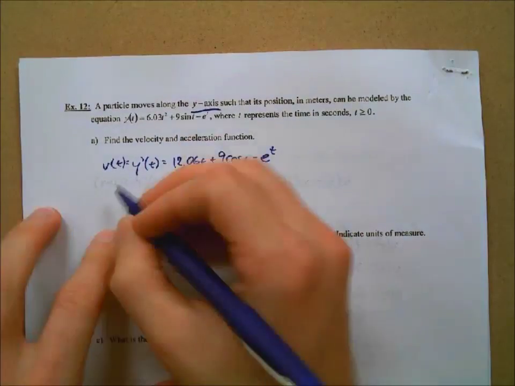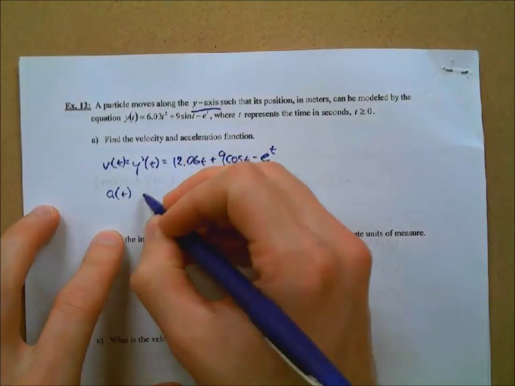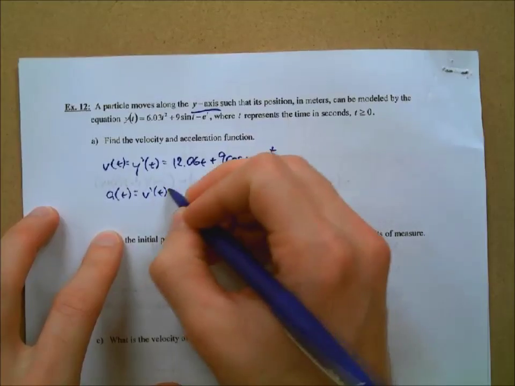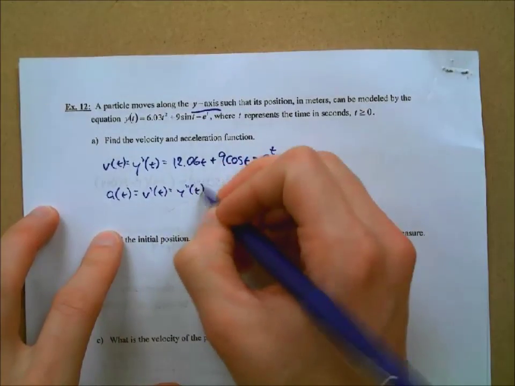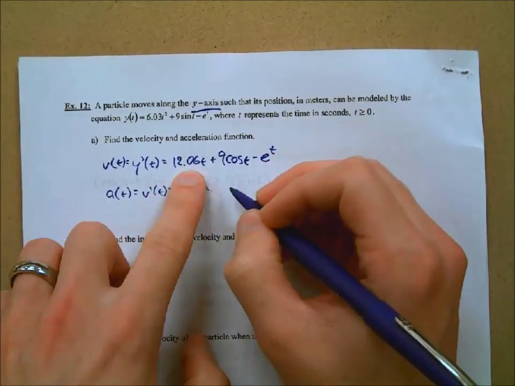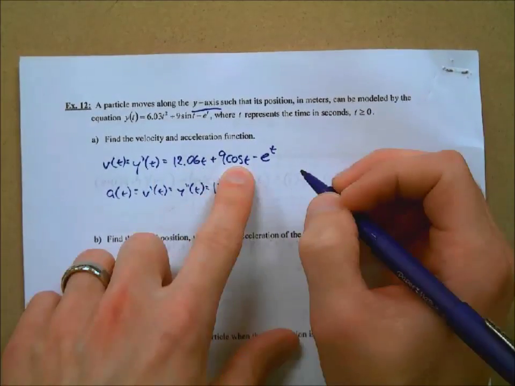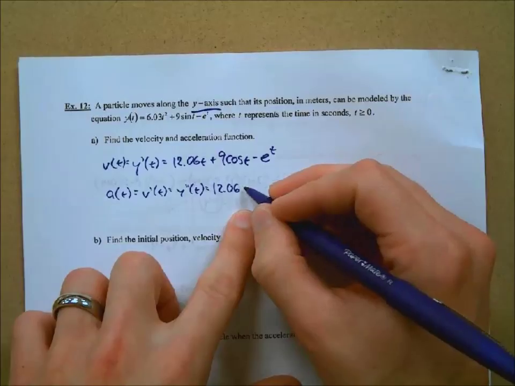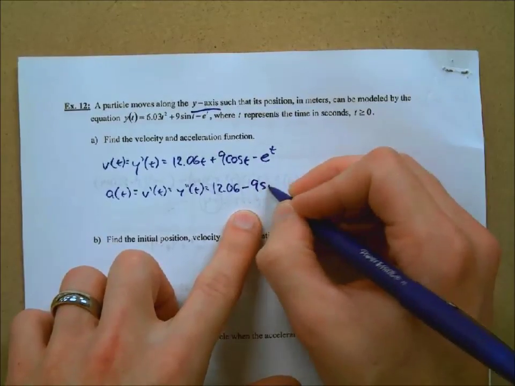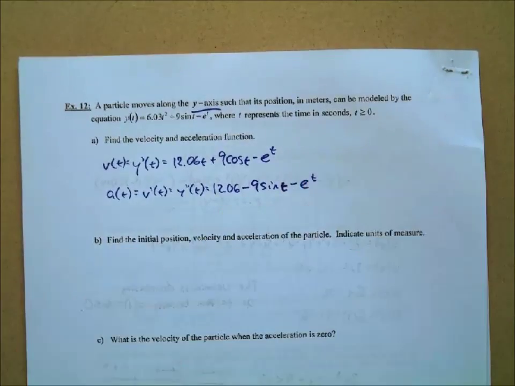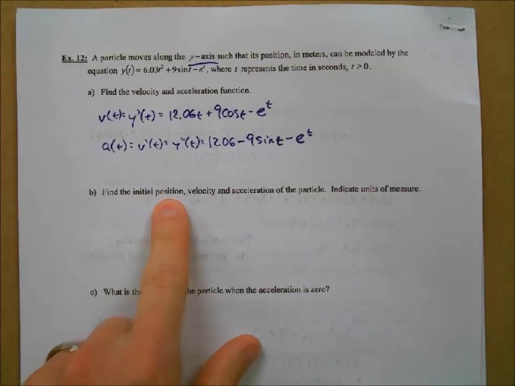And then the acceleration would be the derivative once more, okay? And so the derivative here would be derivative of 12.06 t, 12.06. Derivative of cosine is negative sine, so we minus 9 sine of t. And of course, derivative of e to the t, our friend there. So easy to take that derivative, e to the t. Okay?